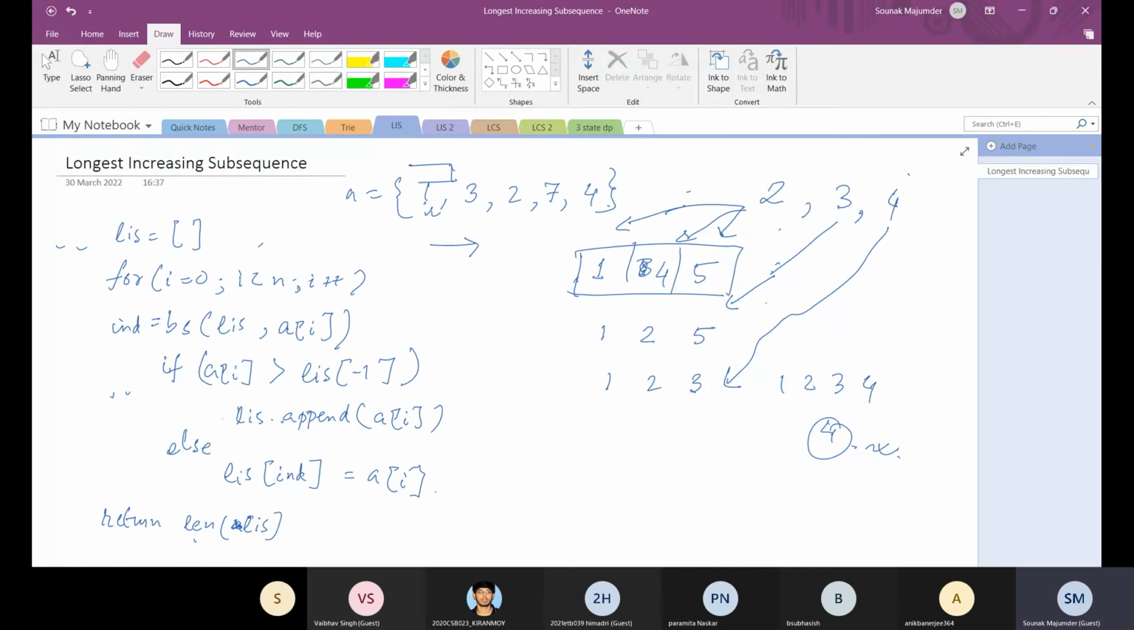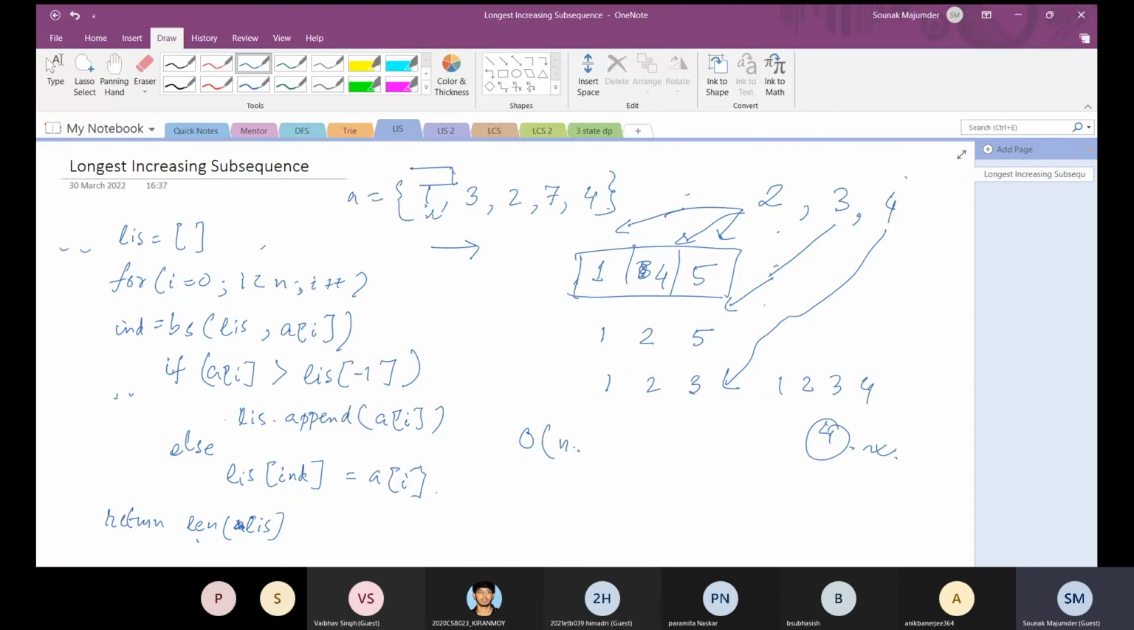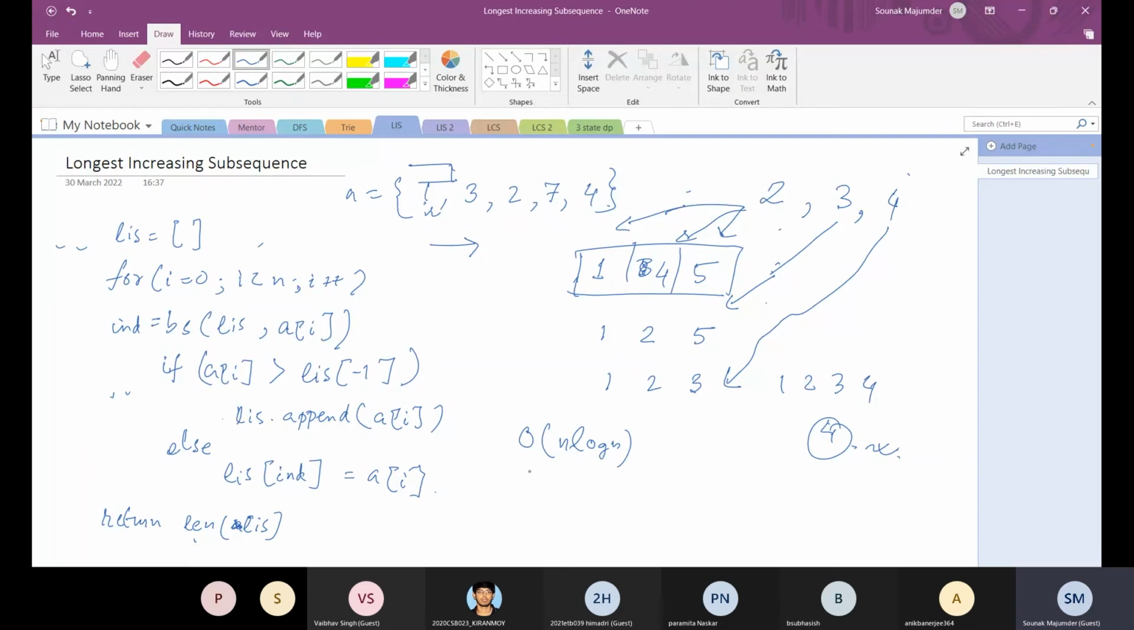So this is a much better approach. We are getting the longest increasing subsequence as well as reducing the time complexity. The time complexity is O of n into binary search. For the binary search, we have log n, so n log n. Space complexity remains O of n, but we are getting the actual longest increasing subsequence in a much easier way.